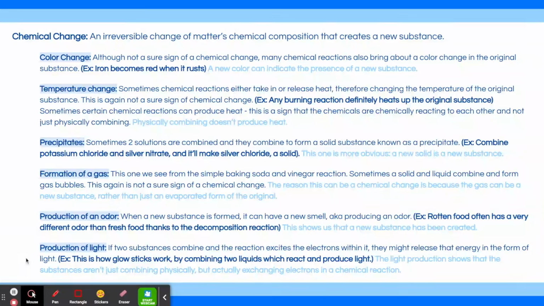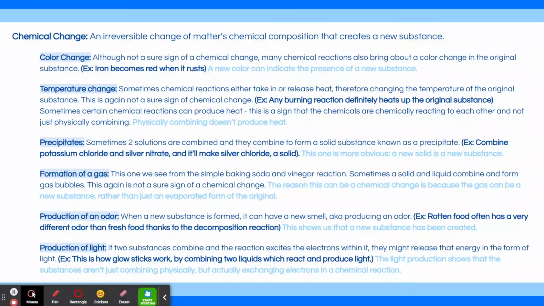Now let's take a look at the indicators of chemical changes. So, a chemical change is an irreversible change of the matter's chemical composition that creates a new substance. So, the most important thing to note here is the new substance. Chemical changes make new substances. So, first is a color change.